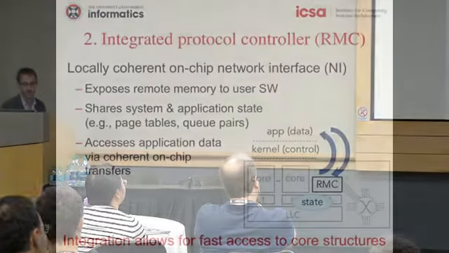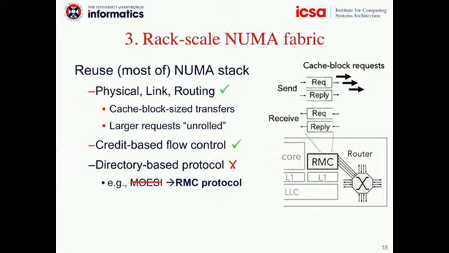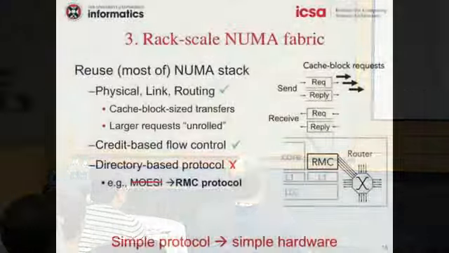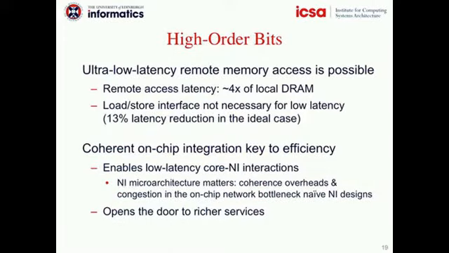It will directly access application data, be it at the remote side or at the local side, let's say when the read comes back, on behalf of the application. So essentially everything associated with remote access is fully offloaded. And then the rack-scale NUMA fabric, this is not exciting. This is just NUMA. It's a non-discarding, cache-block-oriented protocol and physical layer. So, at a high order, we can get ultra-low-latency remote memory access.